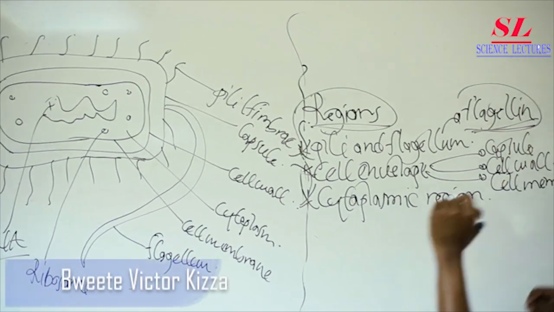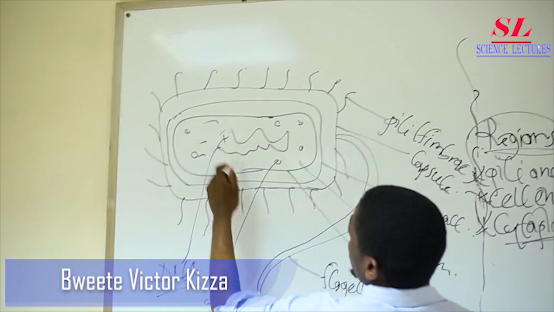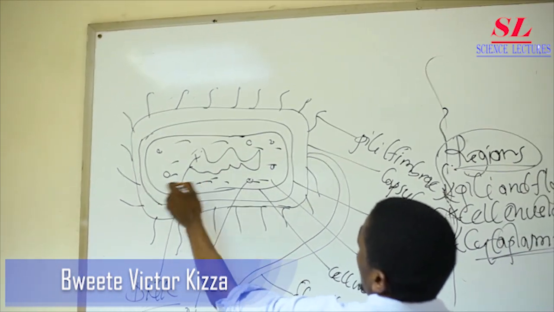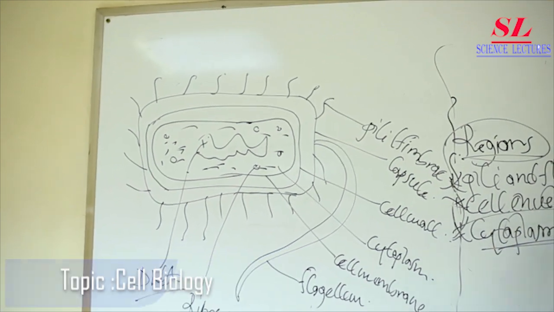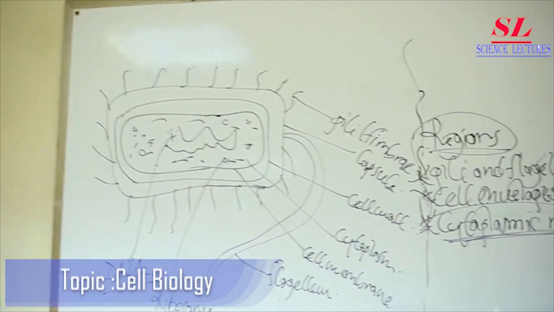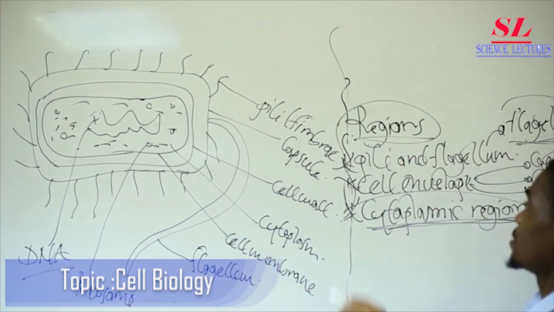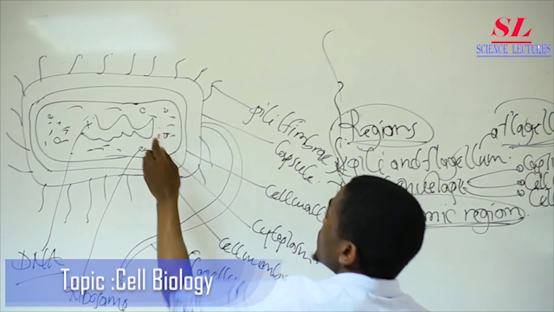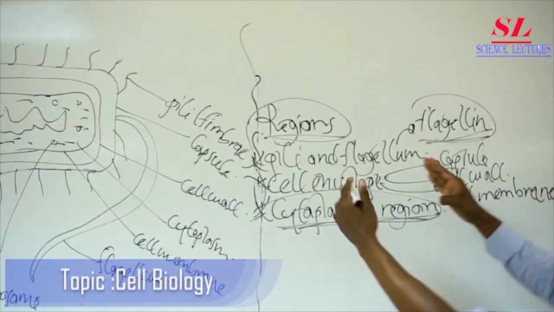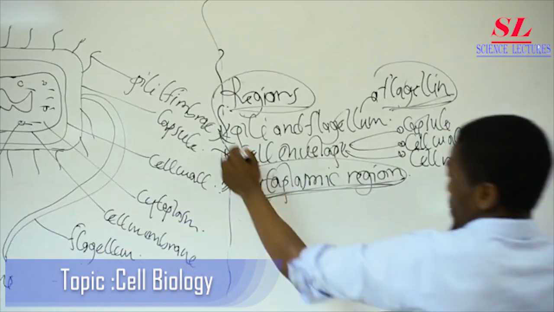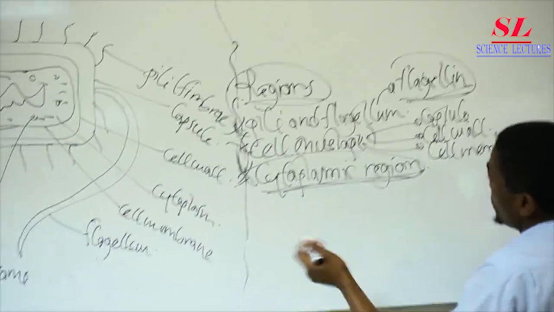Then the cytoplasmic region is their cytoplasm, that fluid inside where the cell organelles are suspended. Like we gave the differences between prokaryotes and eukaryotes, this region in prokaryotes has limited cell organelles as compared to the eukaryotic cell.